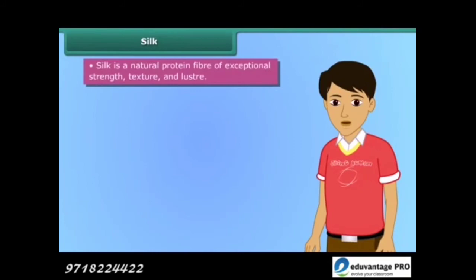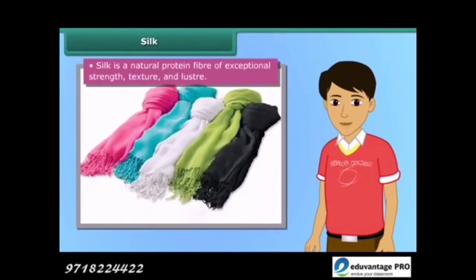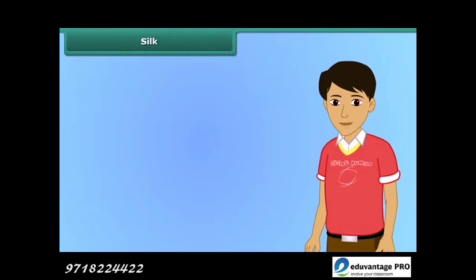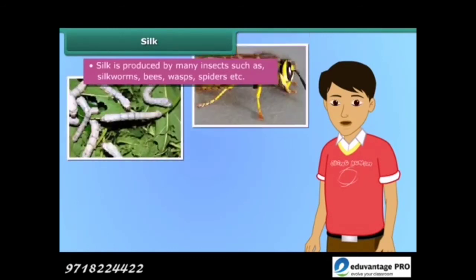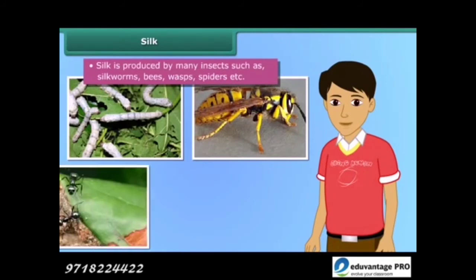Students, let's go to a few definitions. First one, silk. Silk is a natural protein fiber of exceptional strength and luster. It has luster also. Silk is produced by many insects such as silkworms, bees, wasps, spiders, etc.